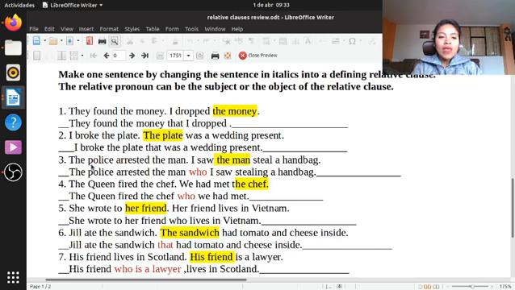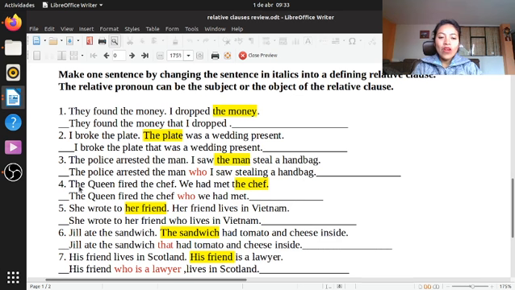Number 3, the police arrested the man. I saw the man steal a handbag, right? Okay, how is going to be the sentence? The police arrested the man. The man is a person. Of course, we are going to use who I saw stealing a handbag, right?